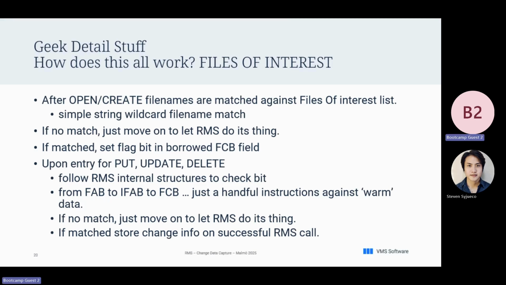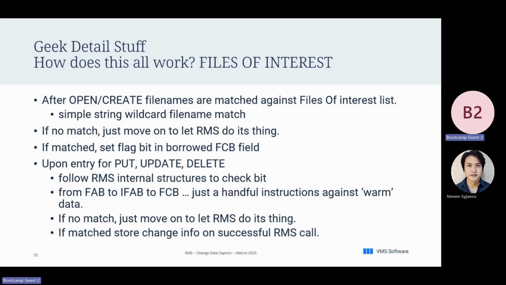So we have this list of files of interest. After an open and a create, we know which program is currently opening it. We know what the file name is. We see if it matches. If it doesn't match, we move on, walk away from it. If it is a match, we set a flag in the FCB, the file control block. Snarf a bit from VMS. Sorry, it's ours now. We talked about that, but that bit is ours now.